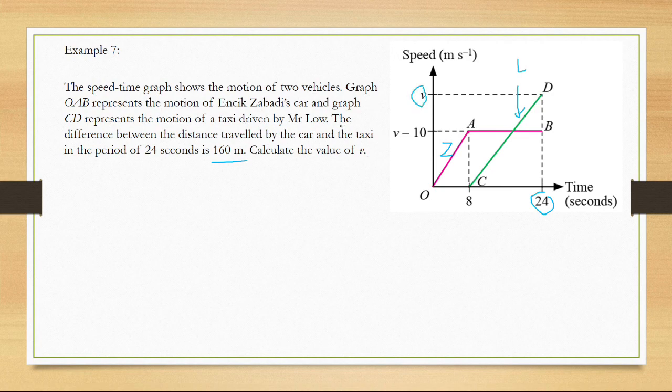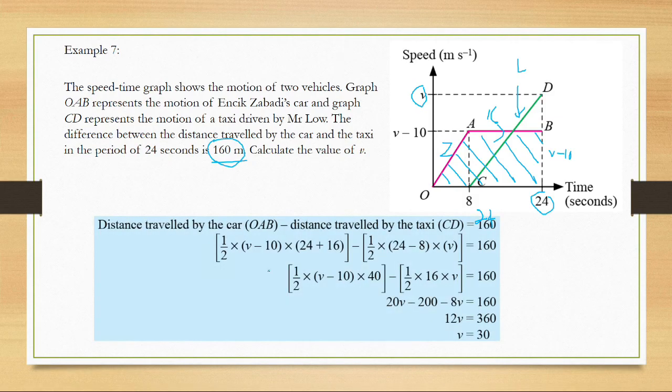Okay, remember, the difference between the distance traveled by them is 160 meter. Therefore, to find out the distance, it is the area under the graph, right? You have to make comparison between Inject Zabadi's distance and Mr. Low's distance. So for this one, the length is V minus 10, this part V minus 10. And then the parallel line here, this part will be 24 minus 8, it is 16. And then this part down here is 24. So you will have 1 over 2 times V minus 10 times 24 plus 16.